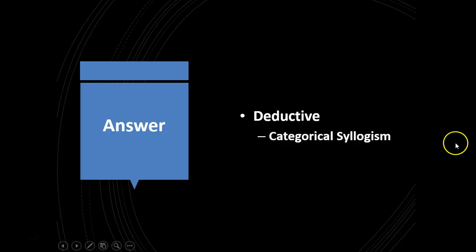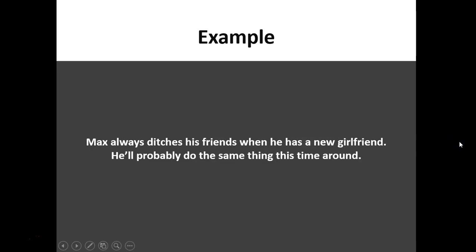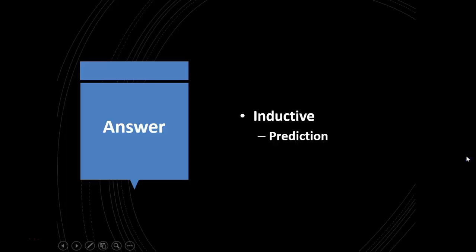It's a categorical syllogism. Example: Max always ditches his friends when he has a new girlfriend. He'll probably do the same thing this time around. So here's your conclusion. How do you know this? Because he always ditches his friends when he has a new girlfriend. That is inductive. It's a prediction. You're making a prediction about the future based upon your knowledge of the past.